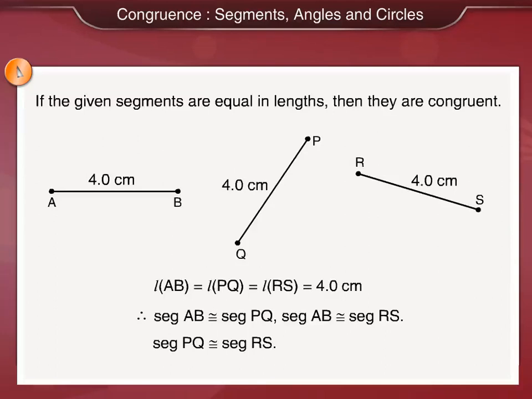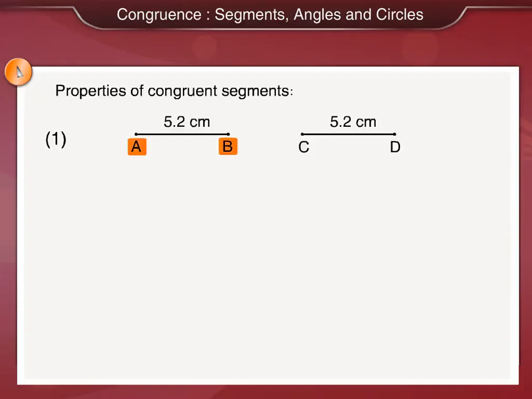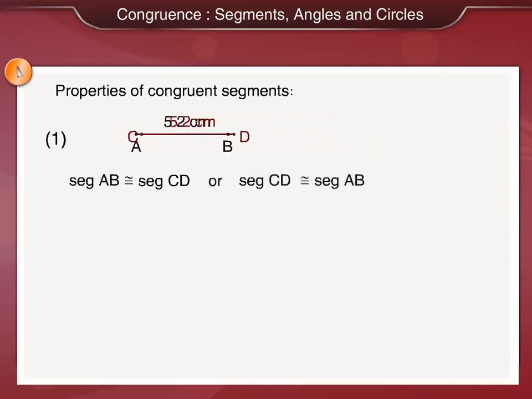From this, we get some important properties of segments. Look at these two segments. Segment AB measures 5.2 centimeters. Segment CD also measures 5.2 centimeters. Hence, segment AB is congruent to segment CD. Or, segment CD is congruent to segment AB.